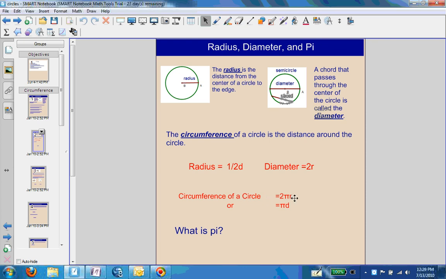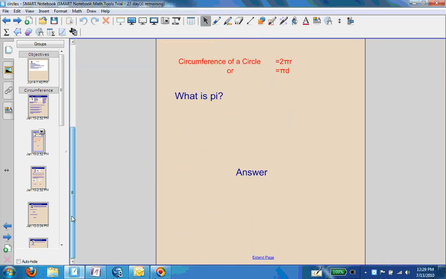The circumference of a circle you could write with two different formulas. 2 pi r is the formula, or pi d. We know that 2r is the same thing as d. We can tell 2r, 2 times radius, is the same thing as diameter, so we can either put 2r or d times pi for the circumference of a circle.